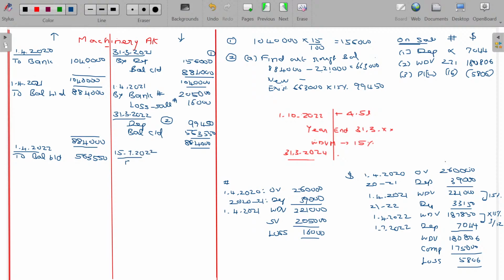So you get the cash of rupees 1,75,000. Because of this, we face a loss. Loss reduces the value, so it should be in the credit side. Loss on destruction, the value being 5,806. Not only that, we have to find out the depreciation as of the date of sale or destruction. That should also be debited here, 7,044. Is that clear?